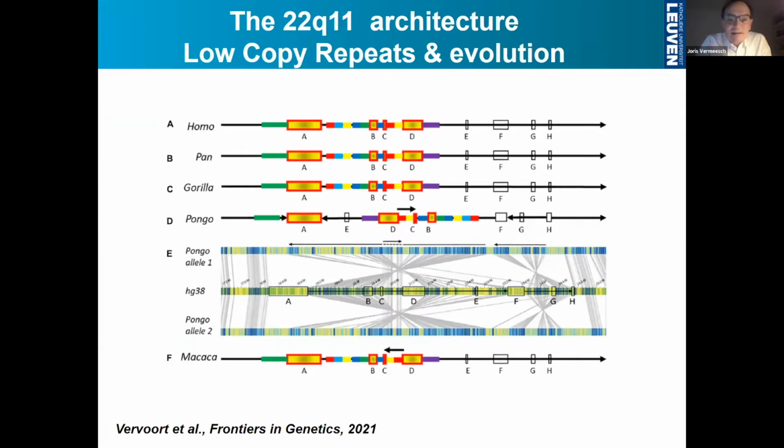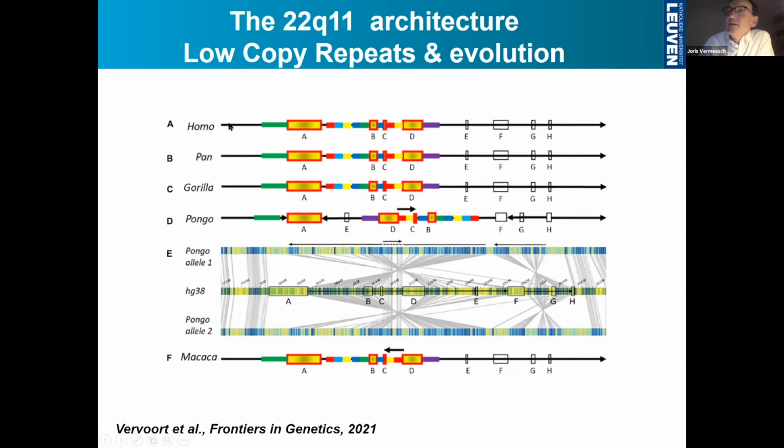Just as a reminder, and I think I don't need to tell you too much here, this is the structure of the 22q11 region. What you see here, sorry, maybe there's a little bit too much information, but you see the blocks A, B, C, D, E, F, G, H. These are the low copy repeats, which actually drive the rearrangements and which ultimately lead to deletion and duplication disorders in the 22q11 region.